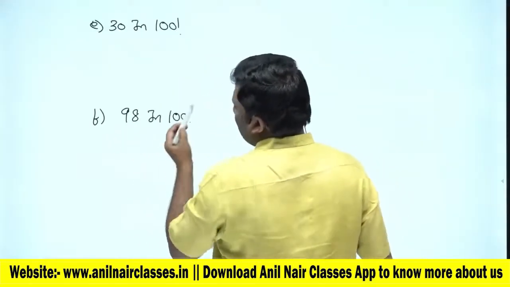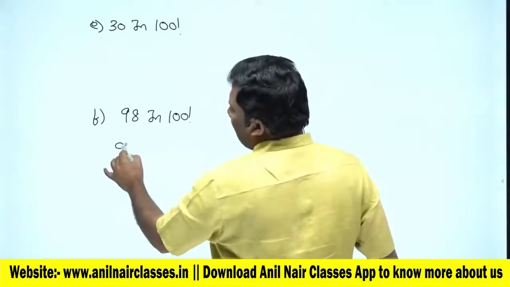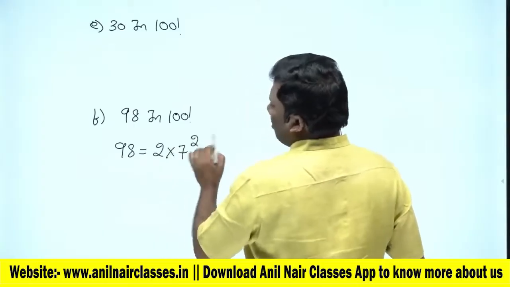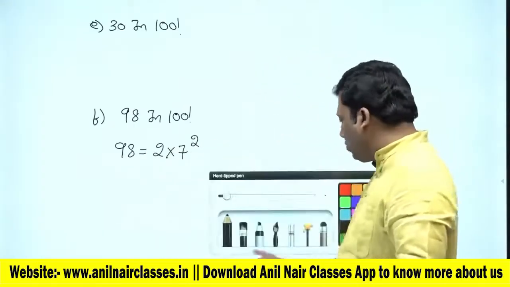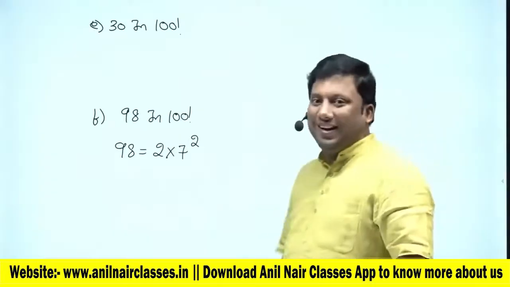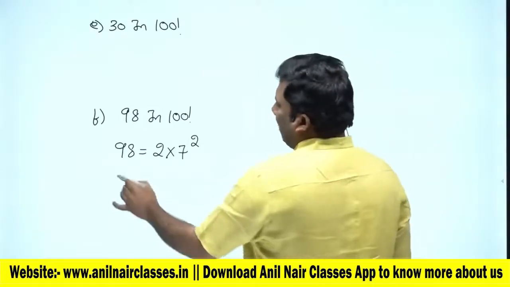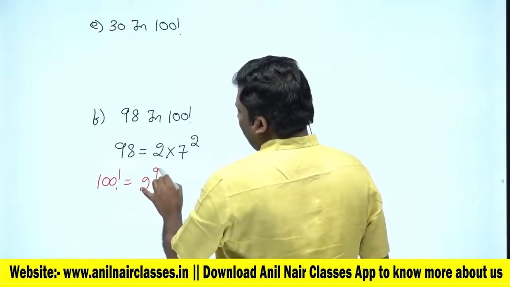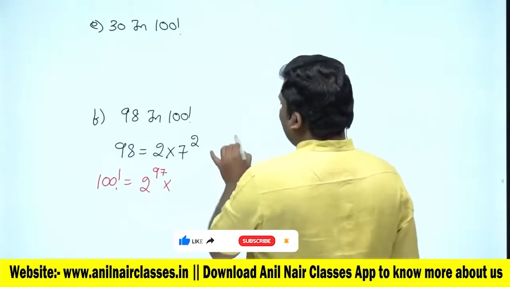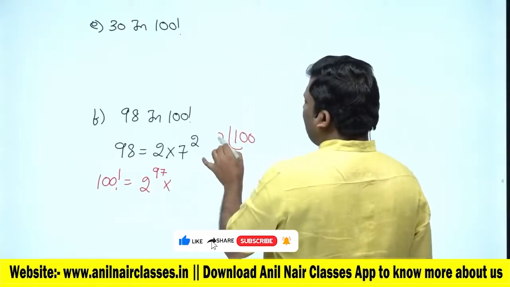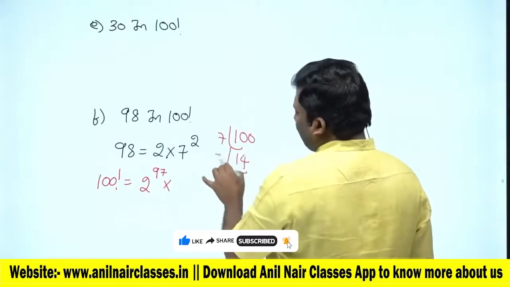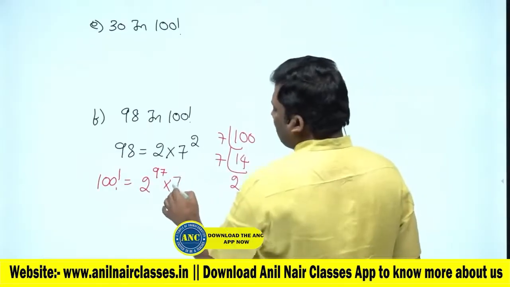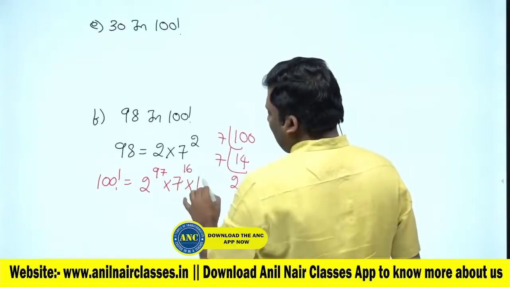98 in 100 factorial. So 98 is a composite number. It can be written as a power of prime bases: 2 into 7 square. 7 square is 49, and 49 2s are 98. So in 100 factorial, it will be 2 power 97. Already we did that. What are the multiples of 7 that I will get? 14 multiples of 7. How many multiples of 49 will be there? 2. 14 plus 2 is 16. So 7 power 16 into k.